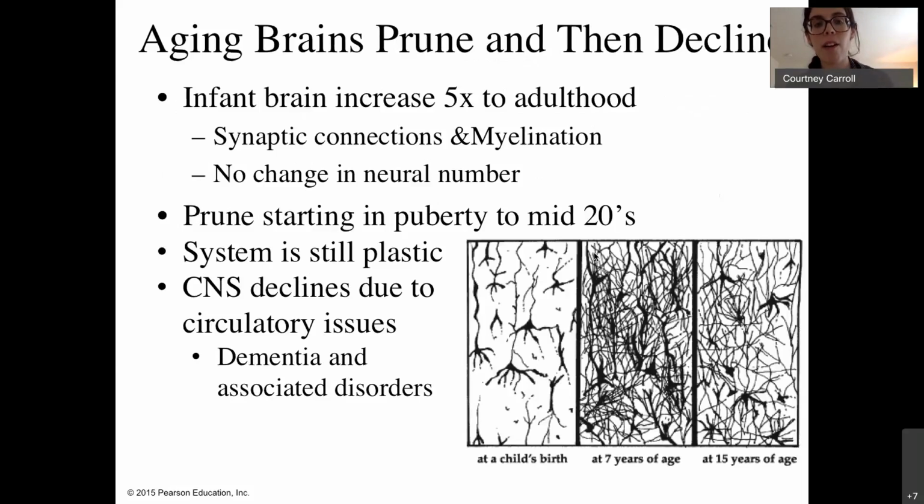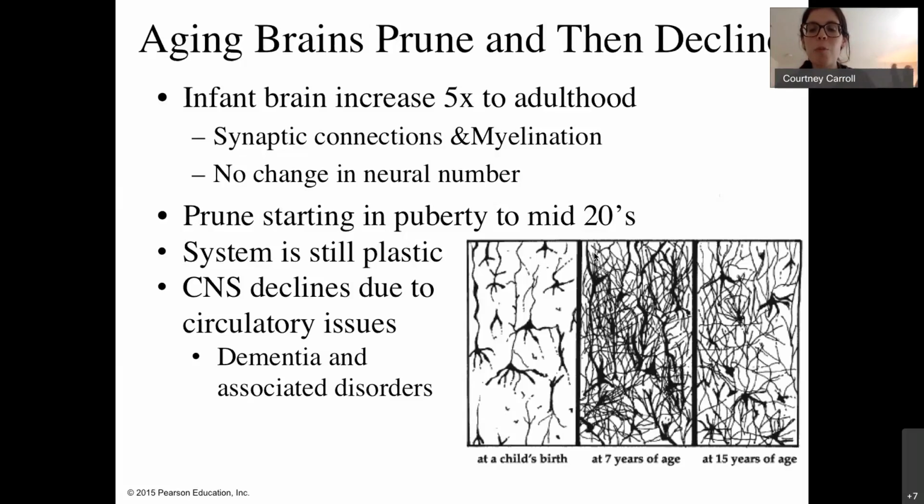So I first want to talk about how brains change from infant to adulthood, and then how they change from adulthood to elderly people. So starting as infants, the first thing you'll notice about children to adults is that their brain increases in size. Usually it's about 5 times infant brain size to adulthood size. And the interesting thing is that this increase in size is not due to an increase in the number of neurons. You are born with the majority of the neurons that you will have for the rest of your life. Again, neurons are post-mitotic, they're not going to replicate, but what they will do is they will increase in complexity.